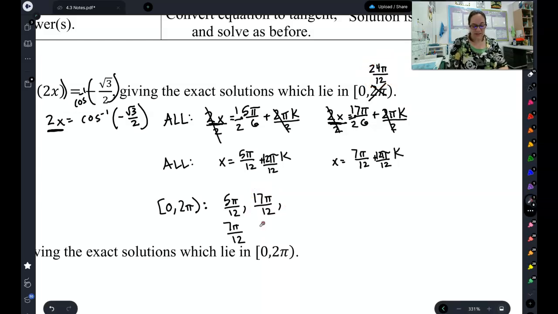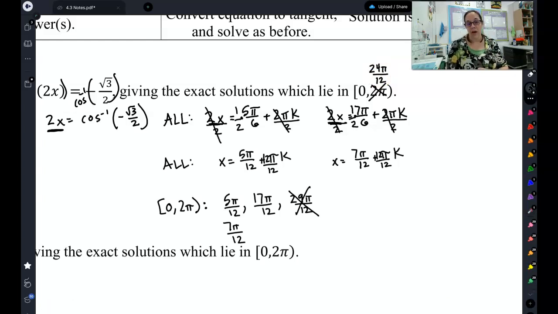So now let's take 17 pi twelfths and add 12 more pi twelfths. That gives me 29 pi twelfths. And hey, look at that. 29 pi twelfths is bigger than 24 pi twelfths, so that means that answer is too big. We're done for that line. Now let's go to the next one. 7 pi twelfths plus 12 pi twelfths gives me 19 pi twelfths. 19 is still less than my 24, so I keep going.